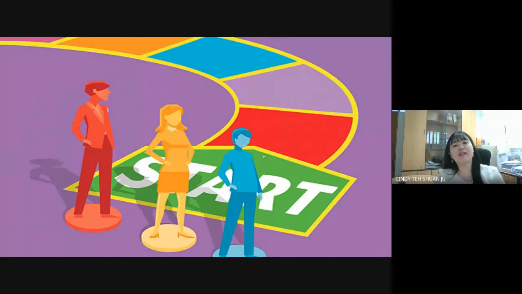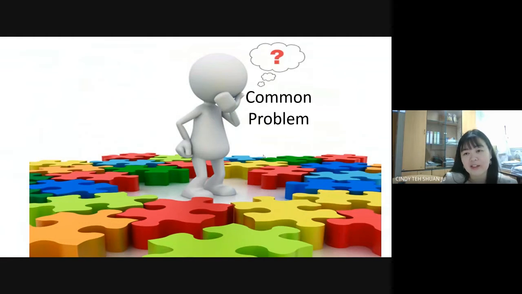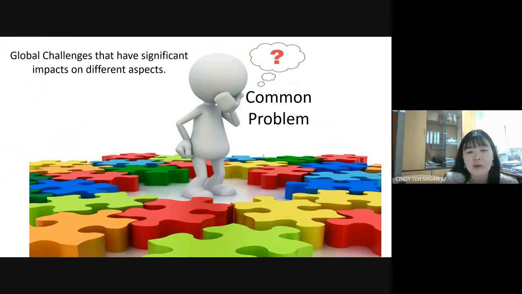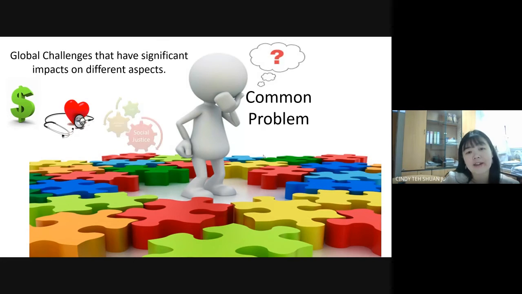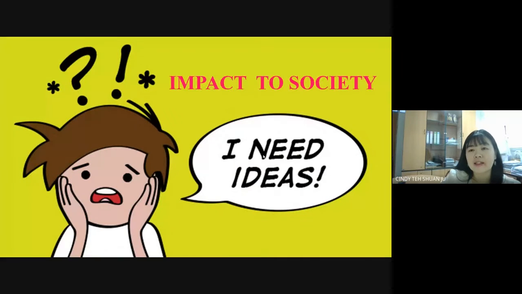So how to start multidisciplinary research? Even if you have 3 people from different areas, how to start? First of all, what is the common problem that these 3 people are having? And this common problem must be a global challenge that has significant impact on different aspects. Like I mentioned before, the conventional research is all researcher initiated, but now we focus more on the impact, on what you can bring to society. So you must be able to solve the problems faced by the community now, and also the global challenges. So it can be those problems which have financial impact, health impact, and social impact.